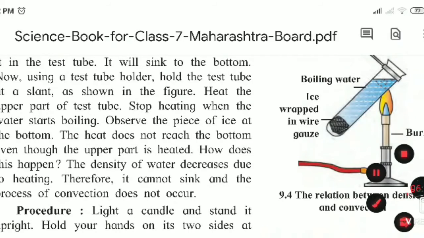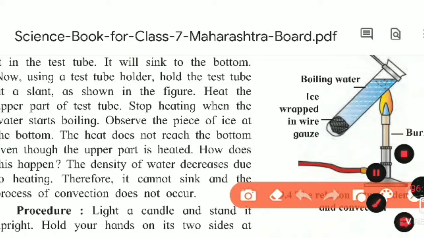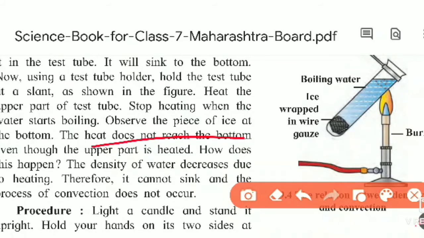Observe the piece of ice at the bottom. Heat does not reach the bottom, even though the upper part is heated, not only heated, the water starts boiling. That means we gave 100 degrees Celsius temperature to this part of the test tube, but the ice is not melting. The reason is the property of convection of heat: the hot water's density decreases, it remains at the upper part, and due to this the heat is not transferred from the upper to the lower part.